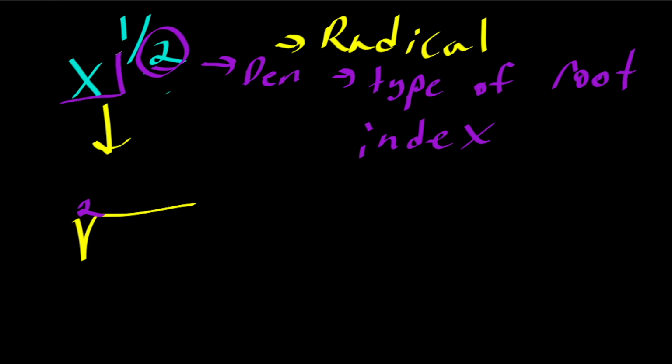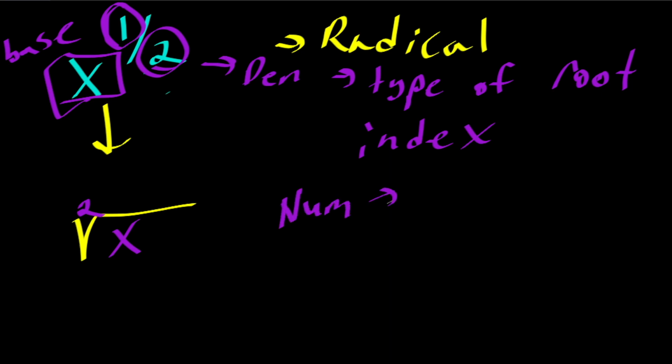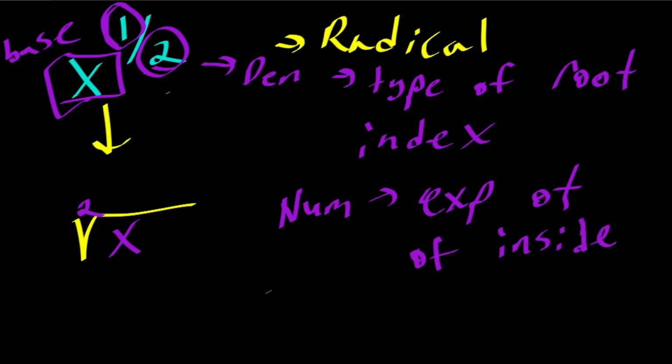Next, what's going to go inside of the square root? That part's pretty easy. The base of your exponent goes inside of your square root, so x goes on the inside. And then the last part, hopefully you're wondering, is what does this numerator do? The numerator is the exponent of the inside. So that's how we set up a radical, or change a fraction exponent to radical form.